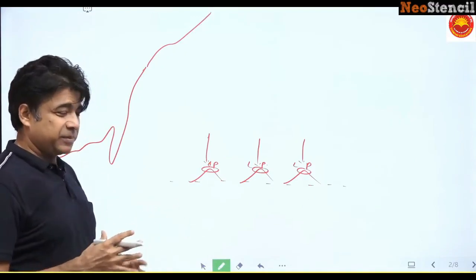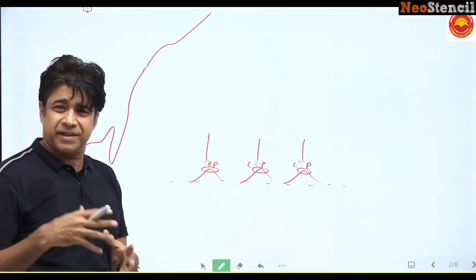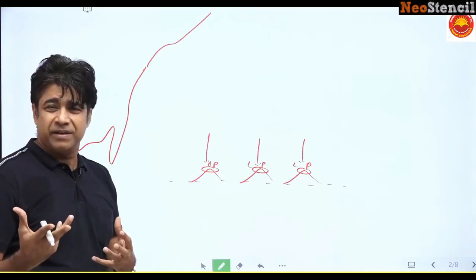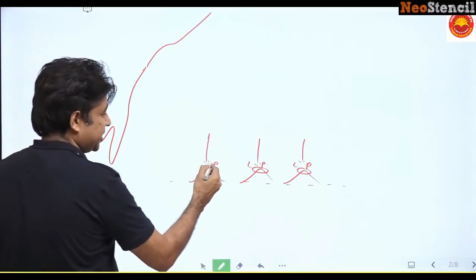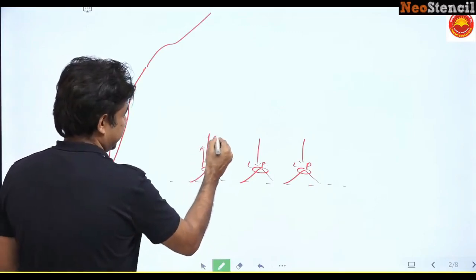Now this concept can be explained with physics: the specific heat of water is more than that of land. So the land will be heated more, and as it is heated more, the air will begin to rise.